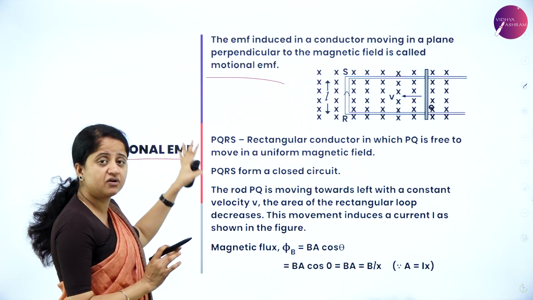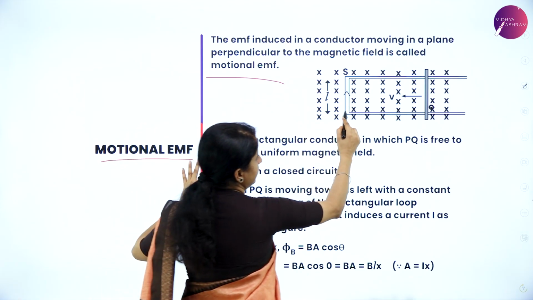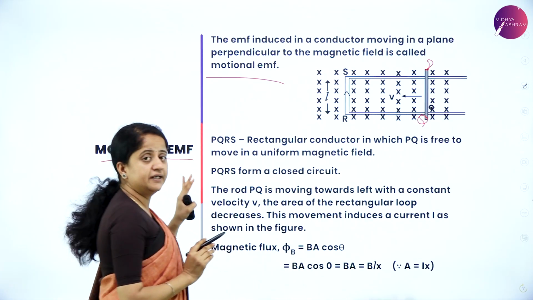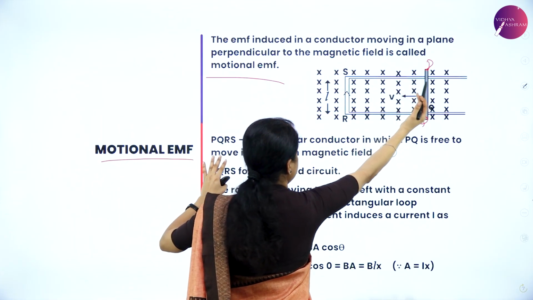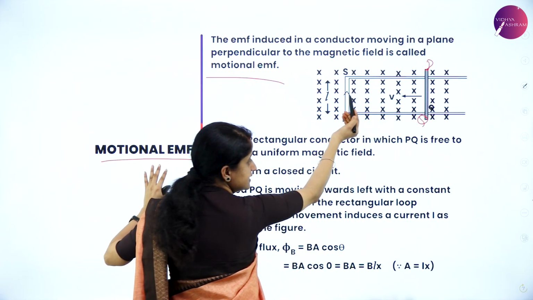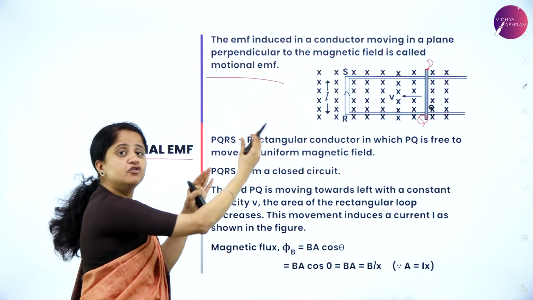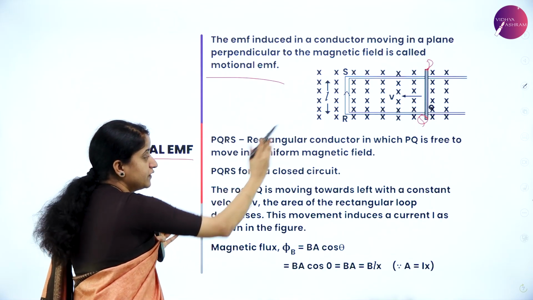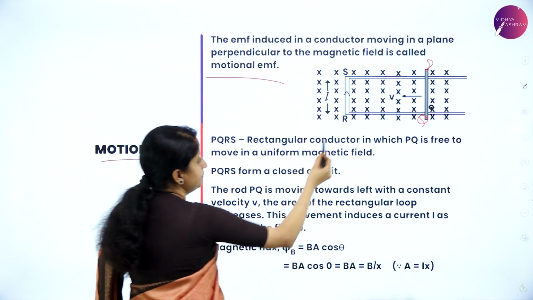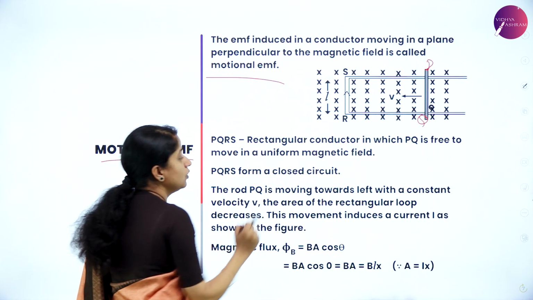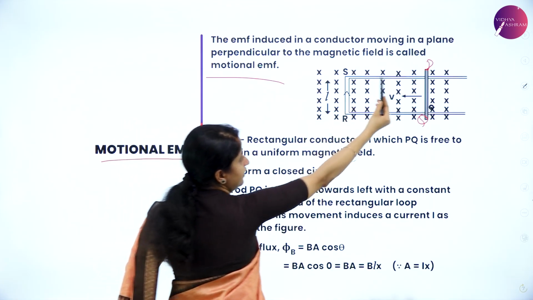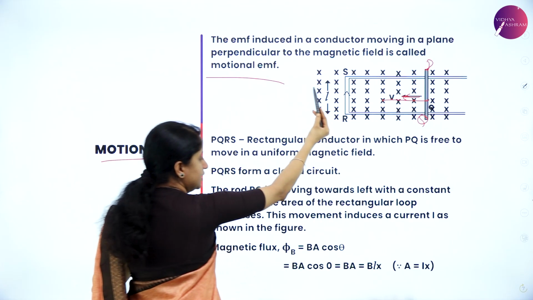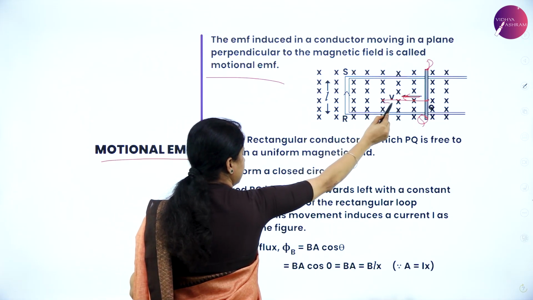To prove the expression for this motional EMF, we have considered a rectangular conductor here, which is PQRS. You can observe PQ is free to move in a uniform magnetic field. It can move this way or that way, so it can be moved freely. PQRS is a closed circuit. Let us say that the rod PQ is moving to its left side, shown with an arrow mark, at constant velocity V.